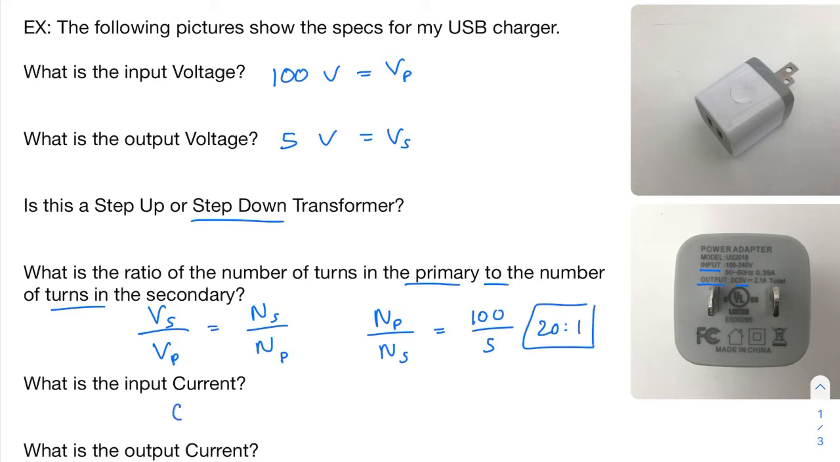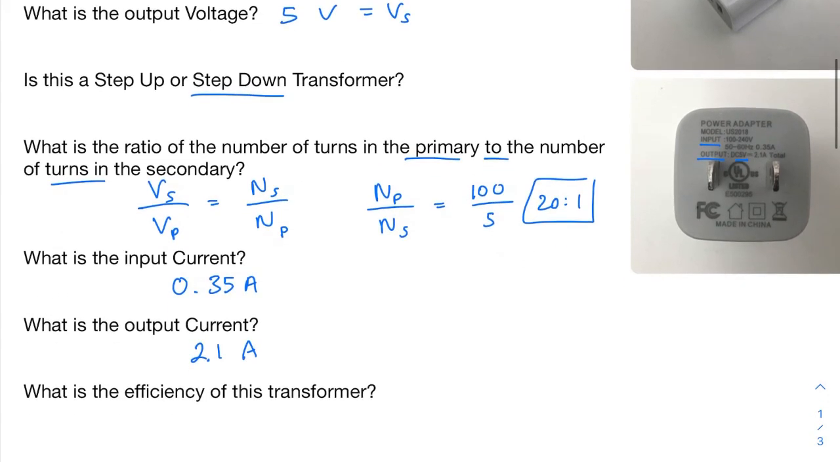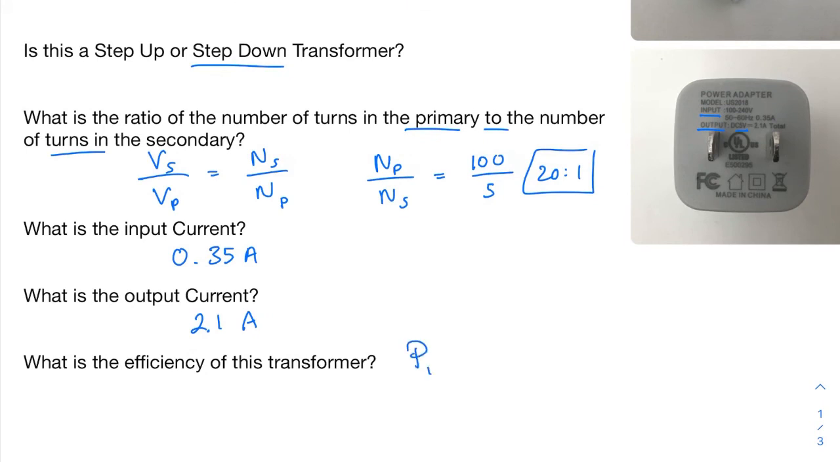In terms of what's the input current, that's just looking at the specs, it is 0.35 amps. What is the output current? That is going to be 2.1 amps. What is the efficiency of this transformer? So efficiency is looking at how much power I put in versus power out. So the power in is going to be my I primary times my V primary. My power out is going to be my I secondary times my V secondary.